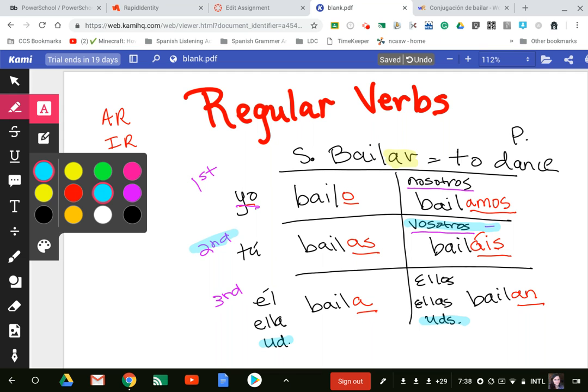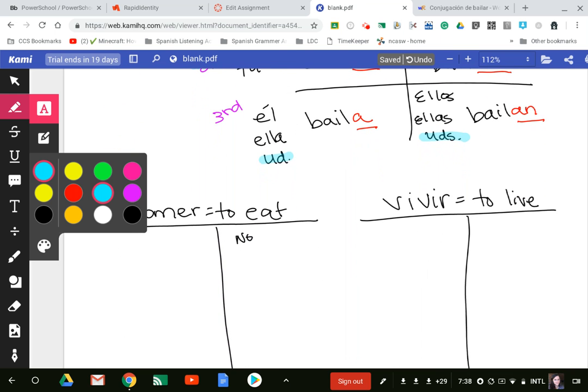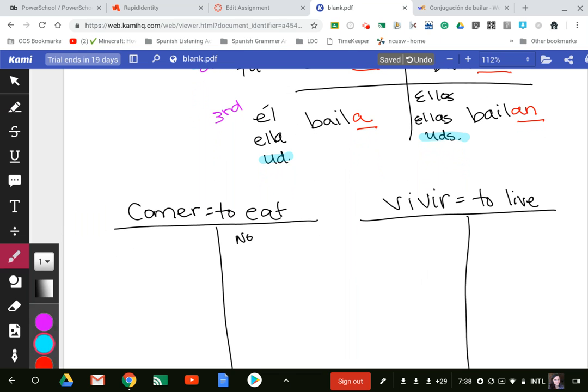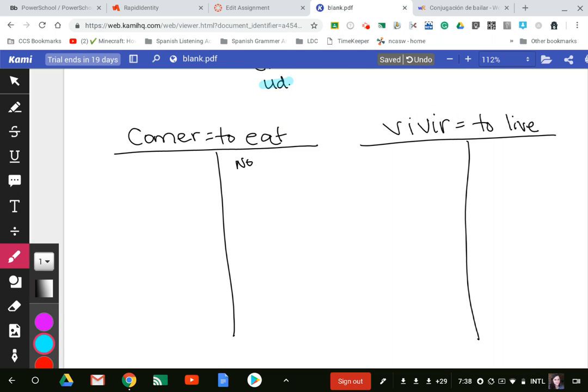And if you're confused about subject pronouns, again, please make sure that you go back and review that section. So, ER verbs and IR verbs. When you're conjugating ER verbs and IR verbs, they are oftentimes taught together in Spanish because they conjugate so similarly.